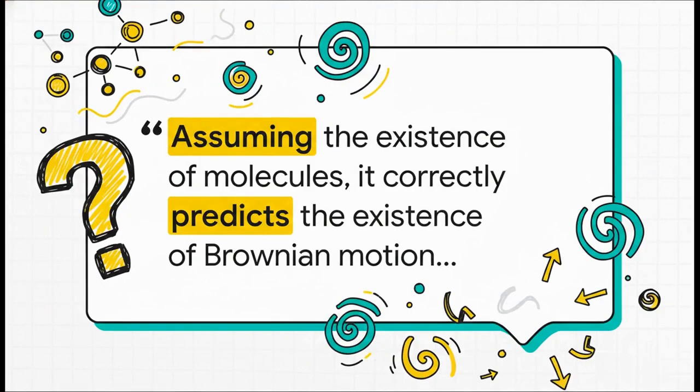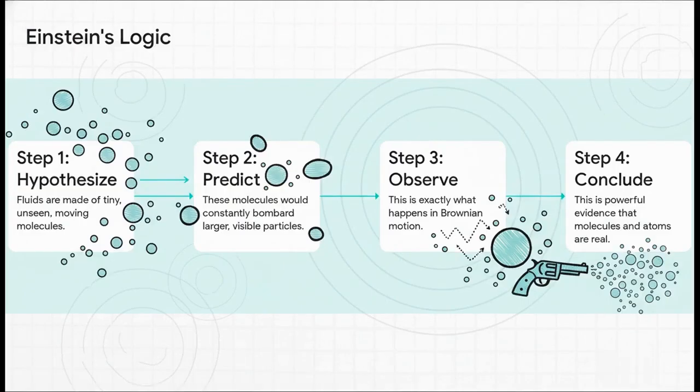And this, right here, is the core of his genius in this case. He didn't come up with a direct mathematical proof, not in the way you'd prove a geometry theorem. Nope. He just built this incredibly strong case based on, well, circumstantial evidence. He basically said, hey, let's just assume for a second that molecules are real, and let's see where that takes us. His logic was just beautifully simple.